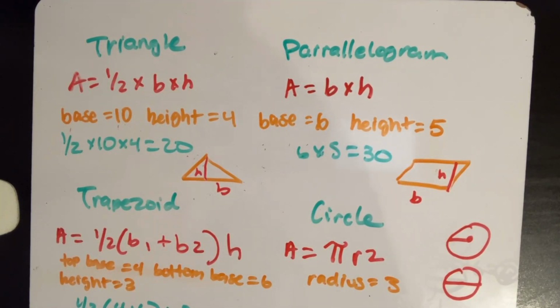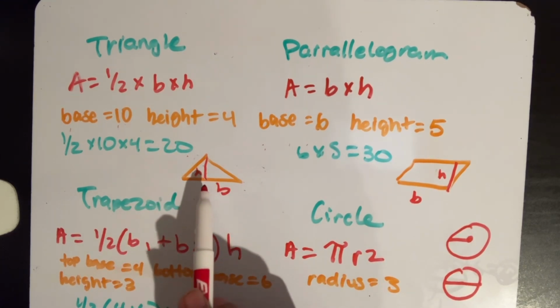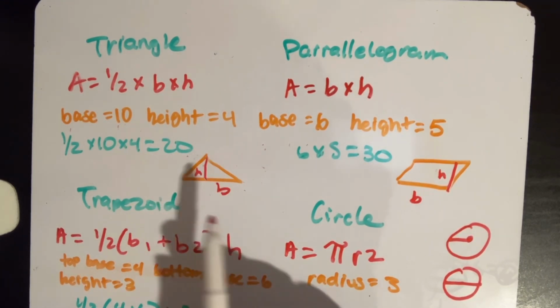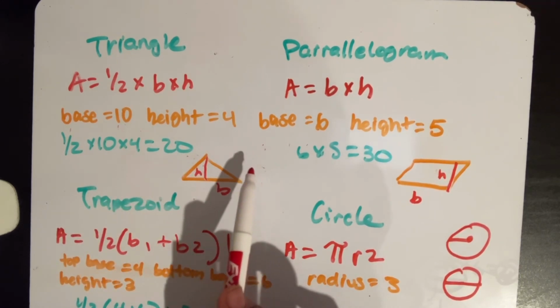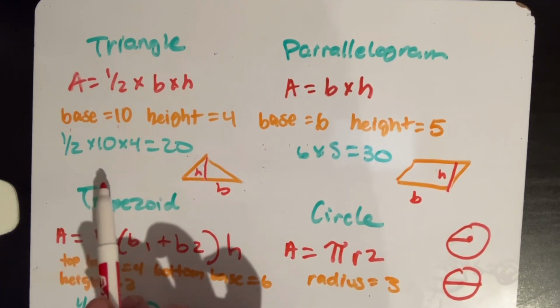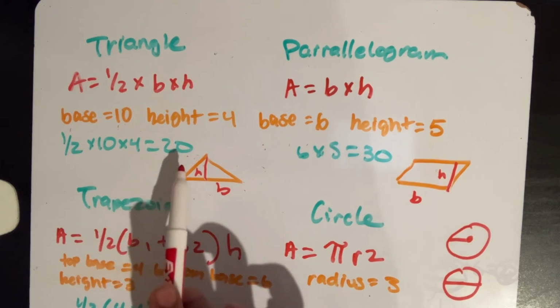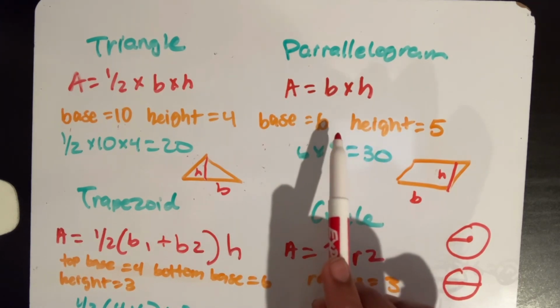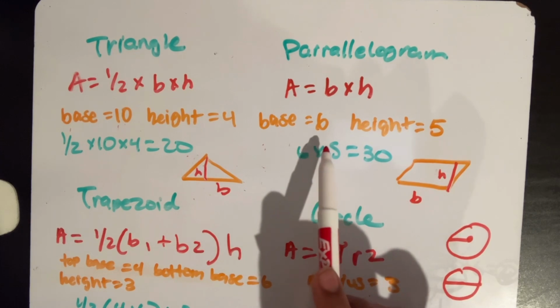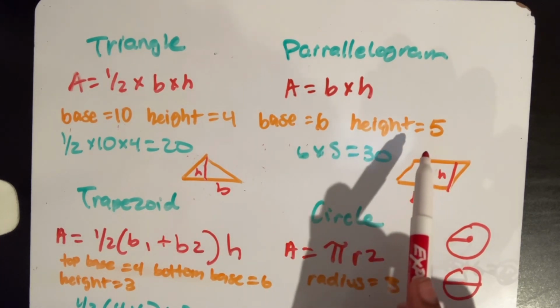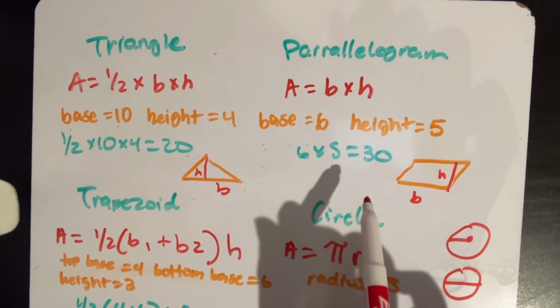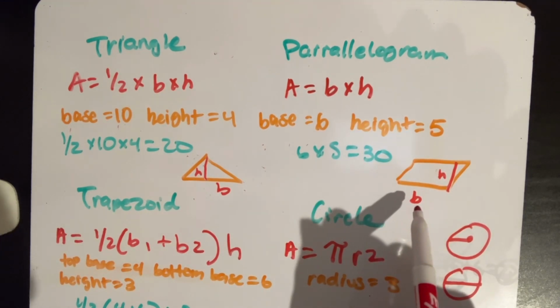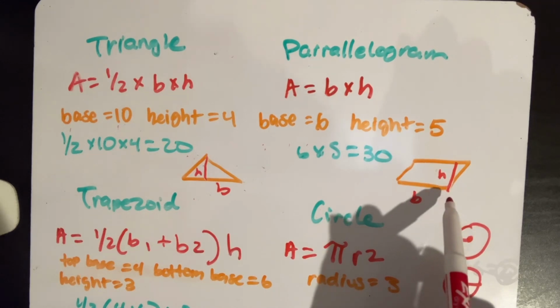A triangle's formula for area is 1/2 times base times height. The base in a triangle is at the bottom and the height is from the bottom to the point. If the base was 10 and the height was 4, we can plug it into the formula to get 1/2 times 10 times 4, and that equals 20. In the parallelogram, the formula is area equals base times height. If the base equals 6 and the height equals 5, then we get 6 times 5, which equals 30. The base is also at the bottom in a parallelogram, and the height is from the bottom to the top.